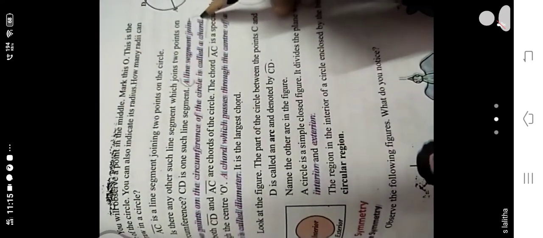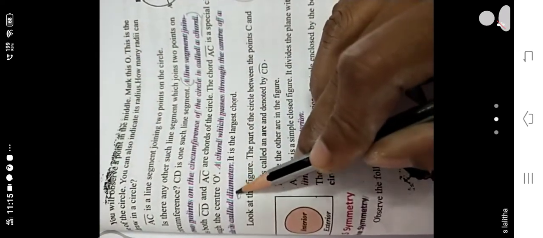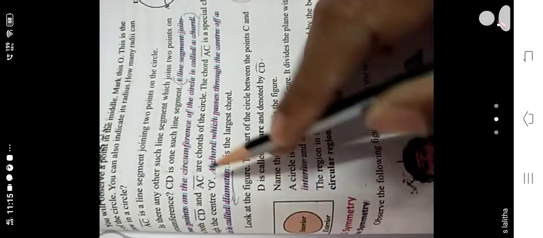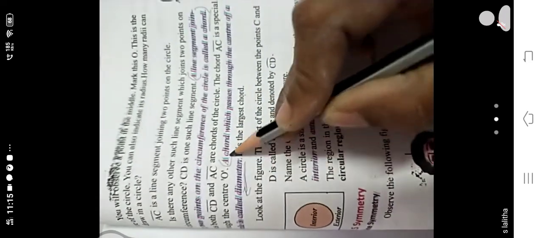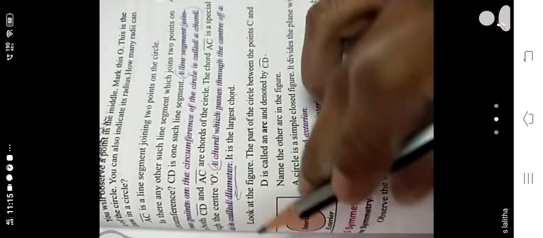Up to here. And next, put the heading diameter. Put the heading diameter and write from here. A chord which passes through the center of a circle is called diameter. Up to here, you have to write.